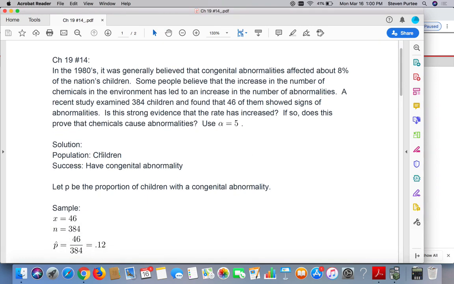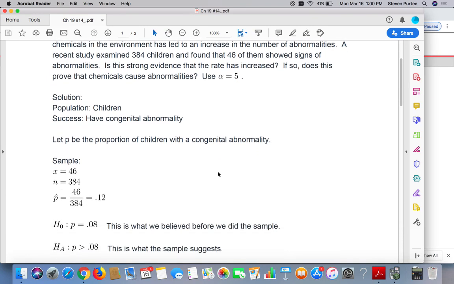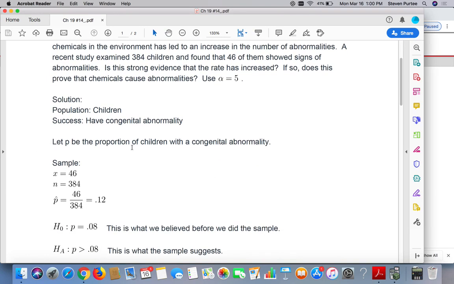So here's our solution. The first thing we do is identify our population and what we're calling success. Remember, these are groups, not numbers. So our population is children. Success is those that have congenital abnormalities. So we must write, this is an important step, let P be the proportion of the population with success.